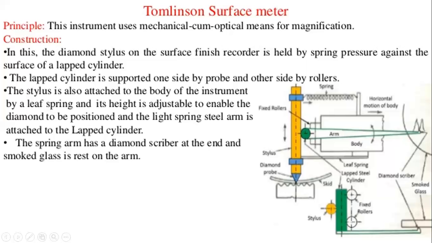The end of the arm is connected to a diamond scriber, which engraves the curves on the smoked glass. Whenever you get a displacement, the spring moves for the horizontal motion of the body, it moves in the forward motion, and the smoked glass is engraved by the diamond scriber, recording the irregularities detected by the stylus.